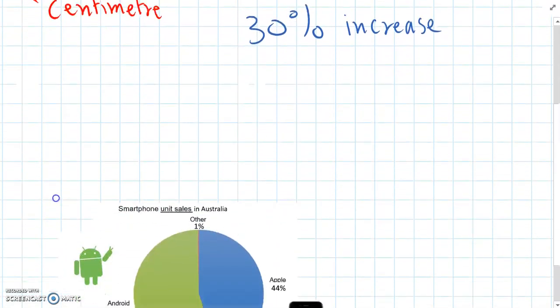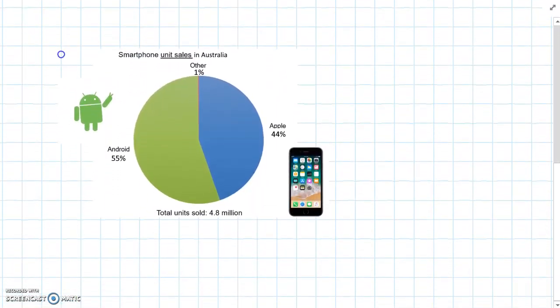And let's look at an example of how we can understand percentages. So here is a big pie chart comparing the number of people in Australia that buy iPhones, Apple phones, compared to Android phones, and the other types of phones too, like Nokia's and Windows Phone. So here we can see 44% of Australians buy iPhones and 55% buy Androids. Only 1% of people buy any other brand.